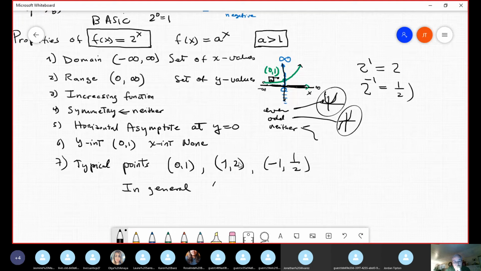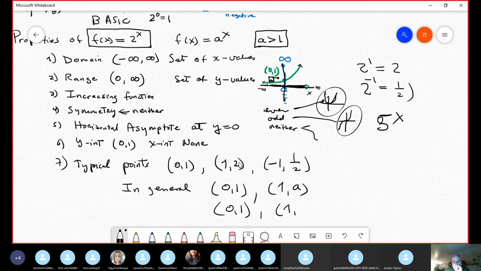In general, you plot 3 points: 0,1 universal, 1,a for the arbitrary base, which I call a. Suppose another example where the base is 5 to the x. Then you plot 0,1, 1,5, and -1,1/5, because when the base is 5, at -1 it is 1/5. And you are doing the graph of any exponential. Then, you have no problem.